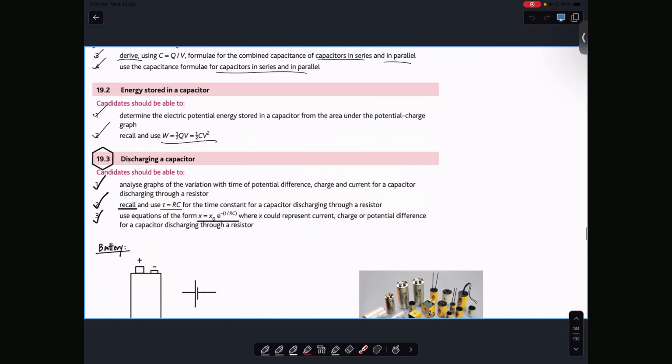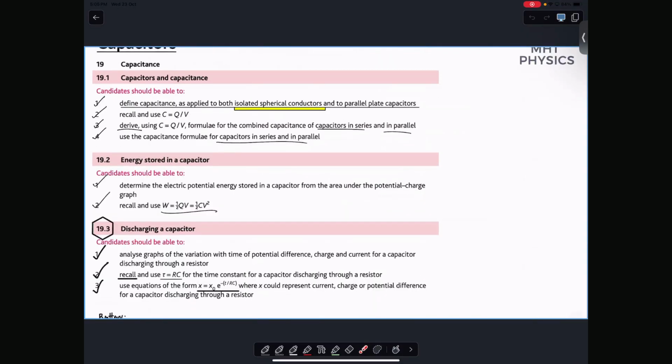Okay, so chapter 19, capacitors. What are you supposed to know? You need to know the basics of what capacitors are, because it's a completely new topic. We haven't done it before. You need to know how it stores energy, and you need to know discharge equations. There are these exponential equations that we need to learn.